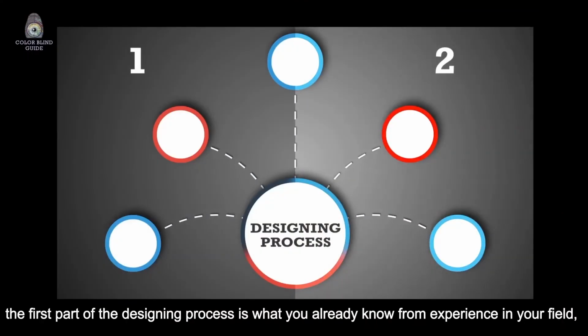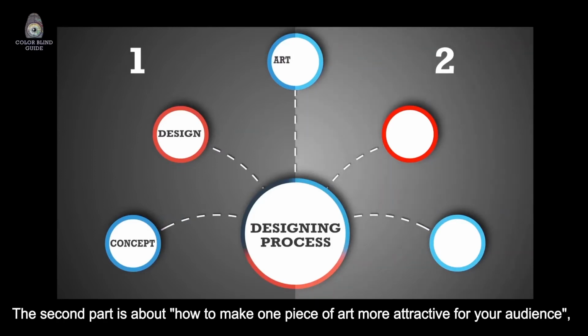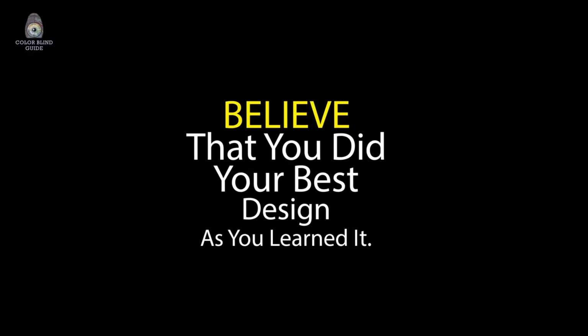The first part of the designing process is what you already know from experience in your field, from passing related courses for your job, or from studying at a university. The second part is about how to make one piece of art more attractive for your audience, and it can only be done by adding the right colors in your work. Believe that you did your best design as you learned it.